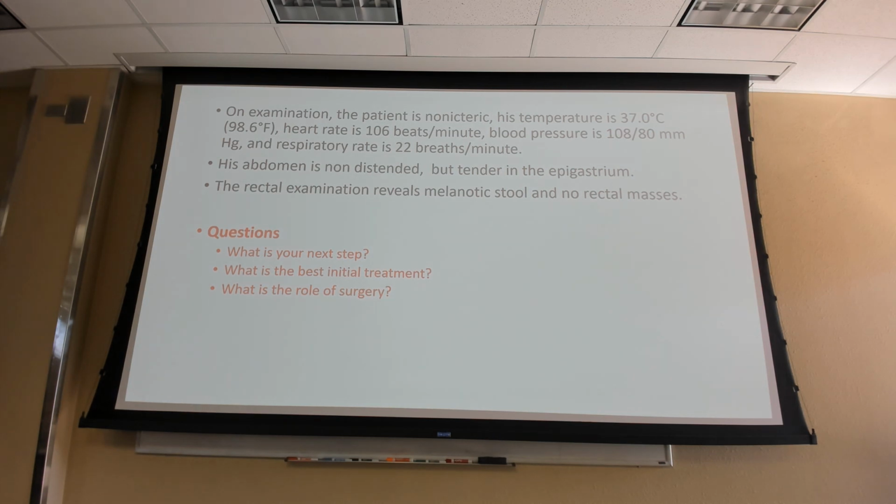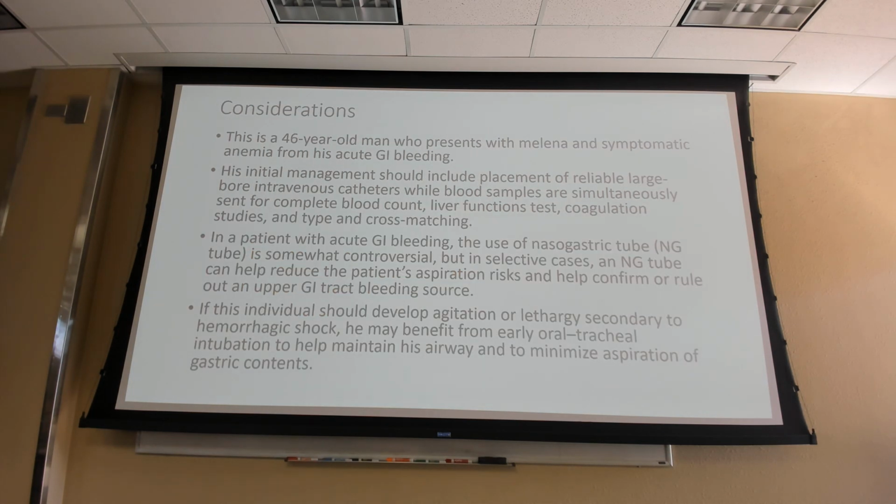Yeah, we need an EGD, a scope on them. Okay, good. So, presenting with melena, symptomatic anemia from acute GI bleeding, initial management: we want to place large bore IVs, resuscitate and rehydrate this patient, and then we can do an NG tube to look for clots or upper GI bleeding, which can be done in the emergency department or in the acute period, so it's easier to do than a scope.